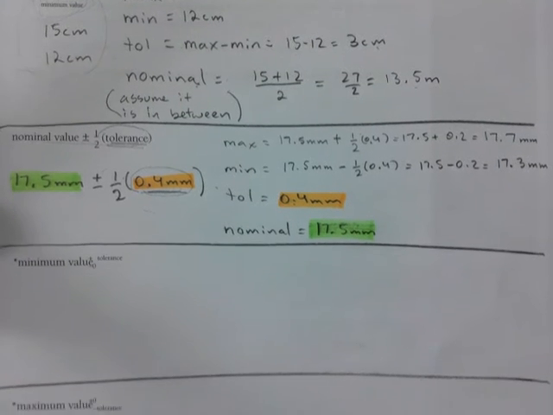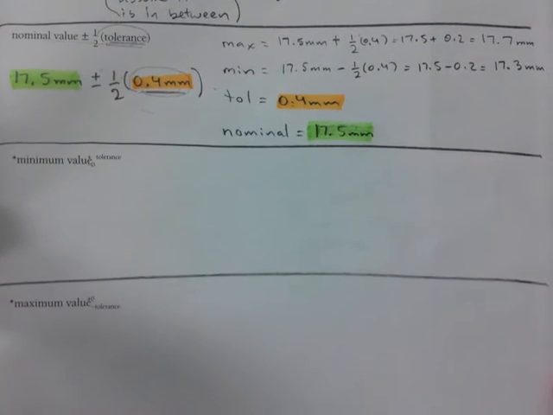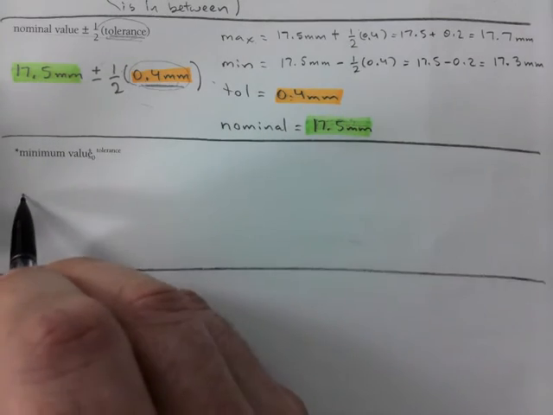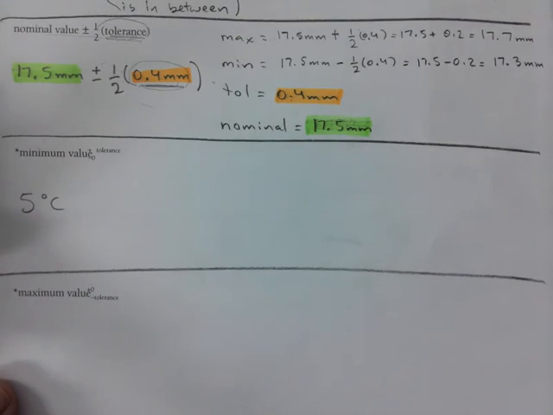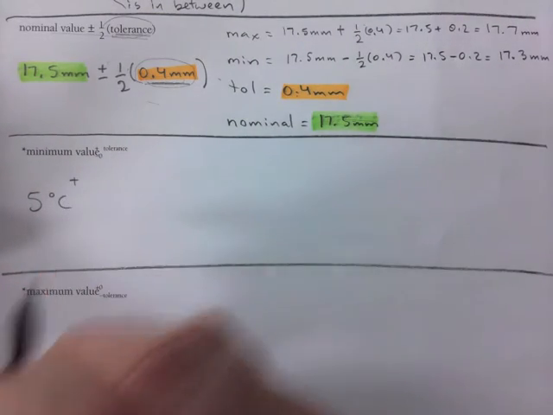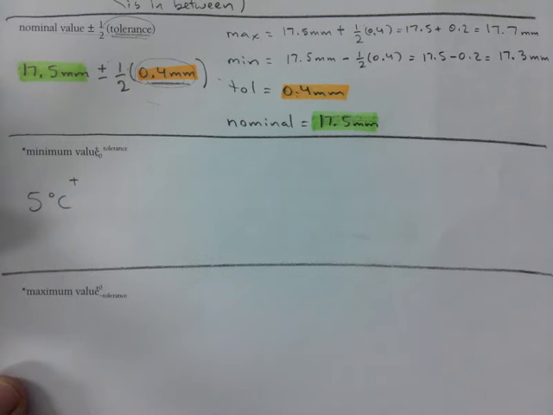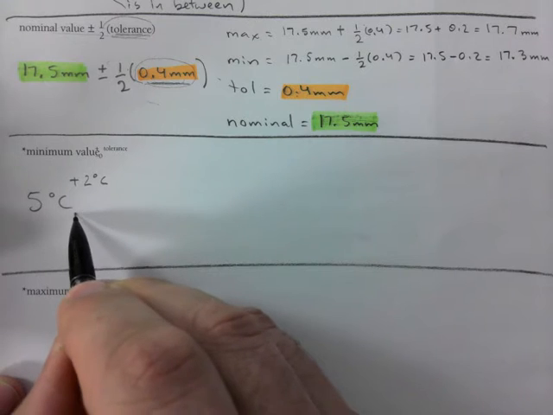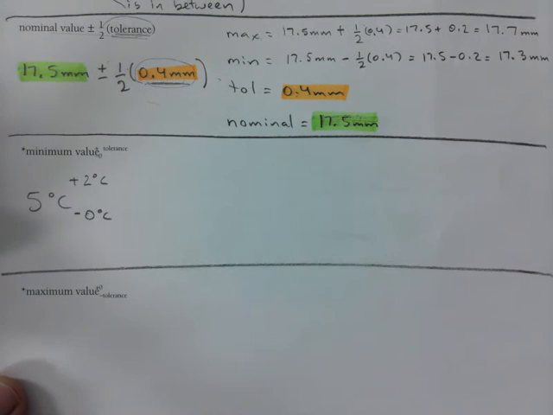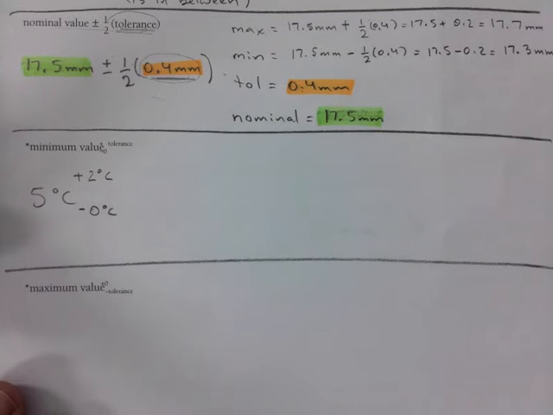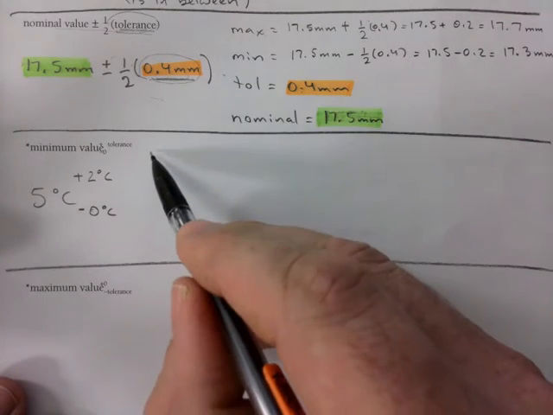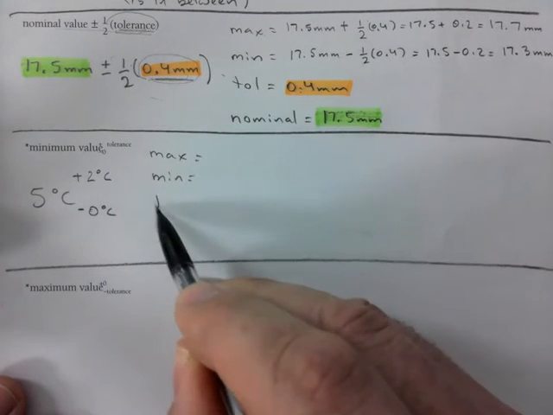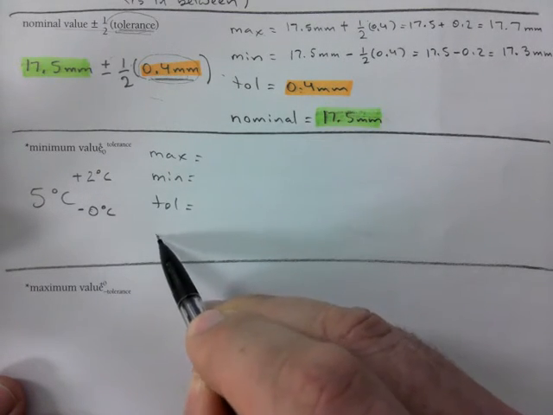One more. Well, two more. This is a scenario where you have something like this. Watch. So let's say it's 5 degrees Celsius, and it says plus 2 degrees Celsius up here, and then it's minus 0 degrees Celsius down here. So then you go max, min, tolerance, and nominal.